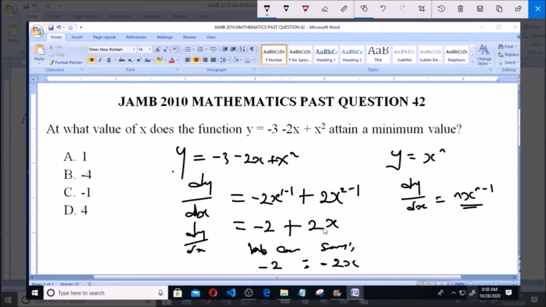That is bringing this 2x now to the left hand side. You can say minus 2 is equal to minus 2x. Now divide both sides by minus 2, which is the coefficient of x. Minus 2 we cancel minus 2, then minus 2 we cancel minus 2 to give us 1. That means that x is equal to 1. So the answer for x is 1, and that is option A.